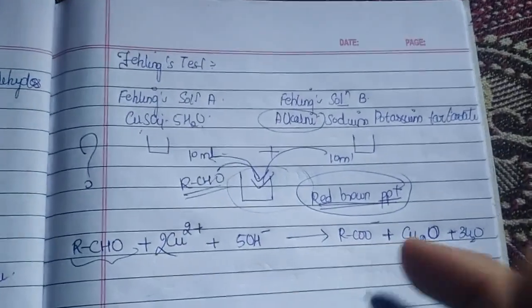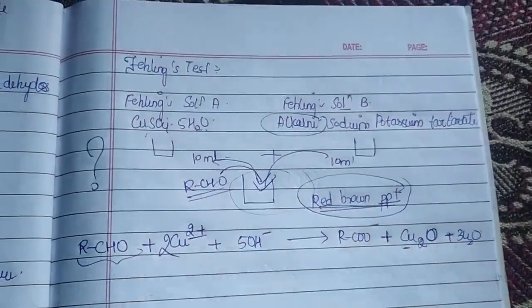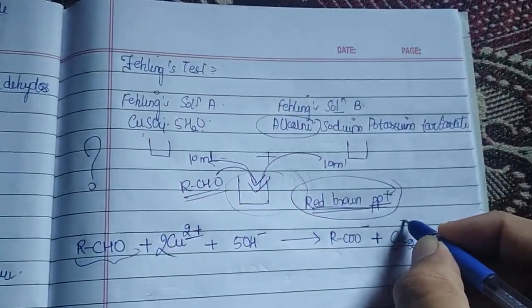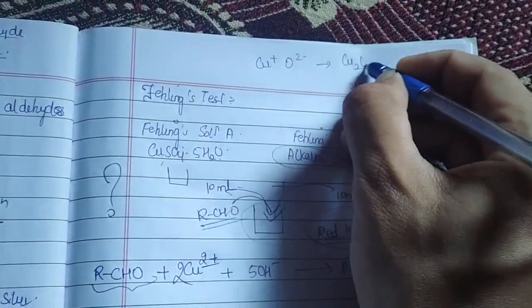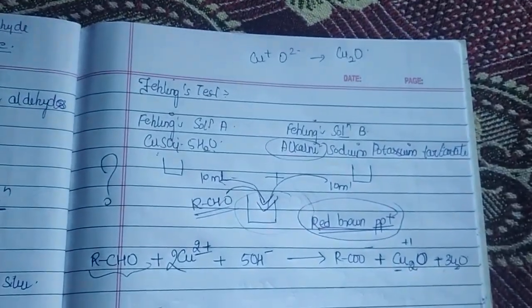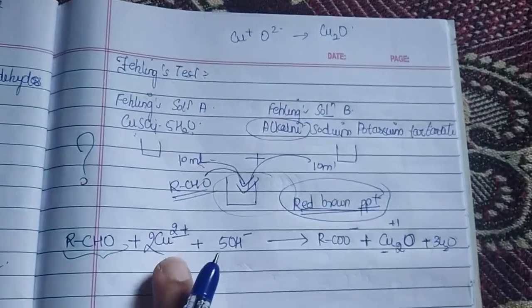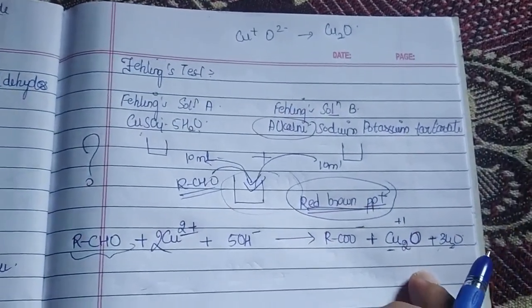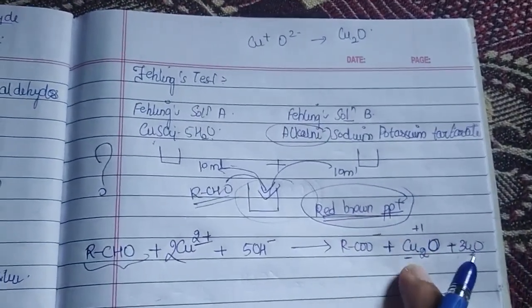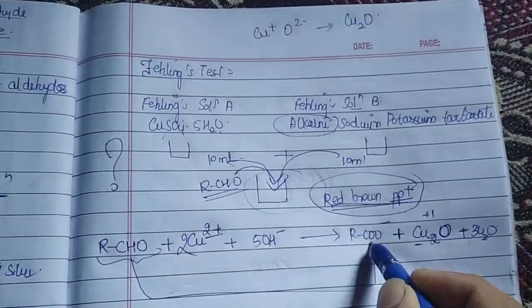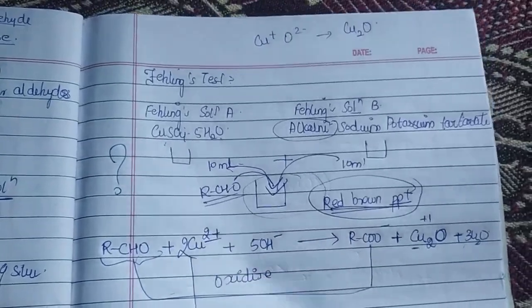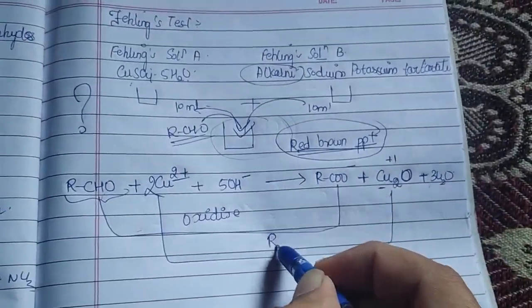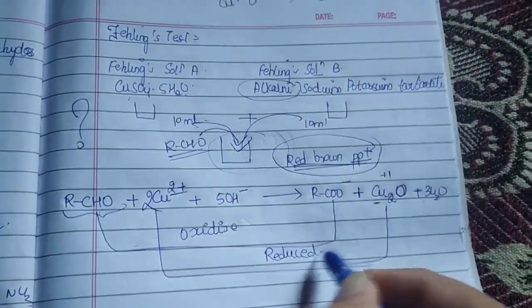Basically, you can observe here that Cu is in the +2 state, whereas here Cu is in the +1 state. Look carefully: Cu+1 and O2 minus together give Cu2O. So what has happened is that cupric has become cuprous. Yes or no? Cupric to cuprous. From here to here the aldehyde has been oxidized, whereas from here to here the copper has been reduced.